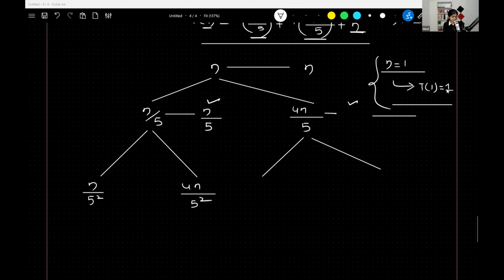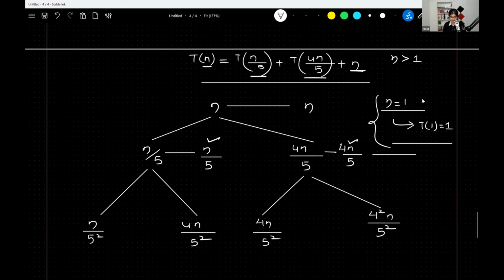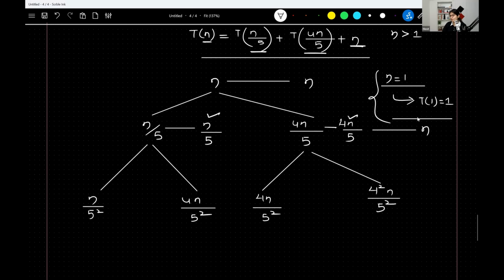Very good. The next level on the right side will be, can I say it will be (4n/5)^2 and 4^2 n/5^2, right? The effort required to split 4n/5 is again 4n/5. Because when I'm doing a split of n, it is n. n/5, n/5. 4n/5, 4n/5. Total cost or effort required in the second level will be n/5 plus 4n/5. It will be equal to, can I say n only? Will you guys agree with me?